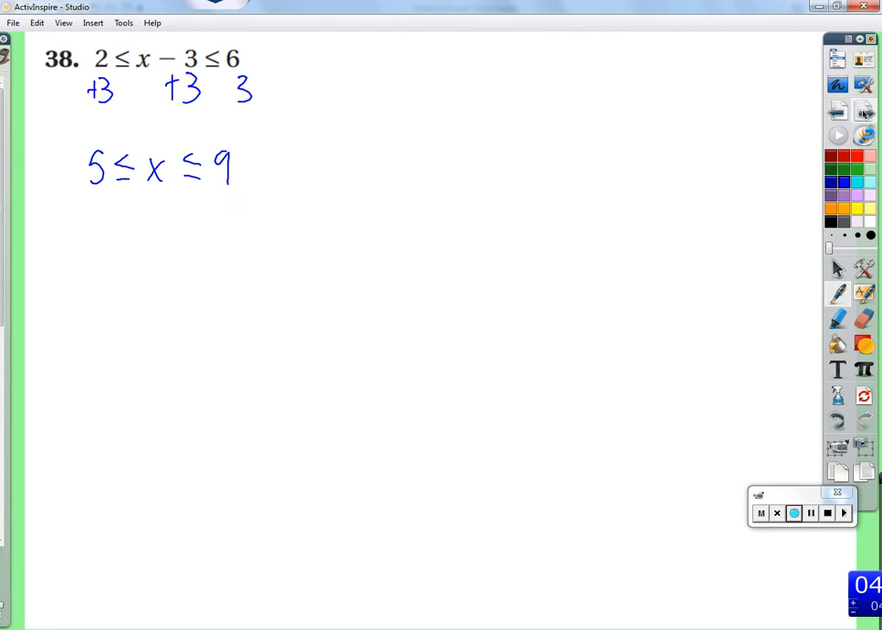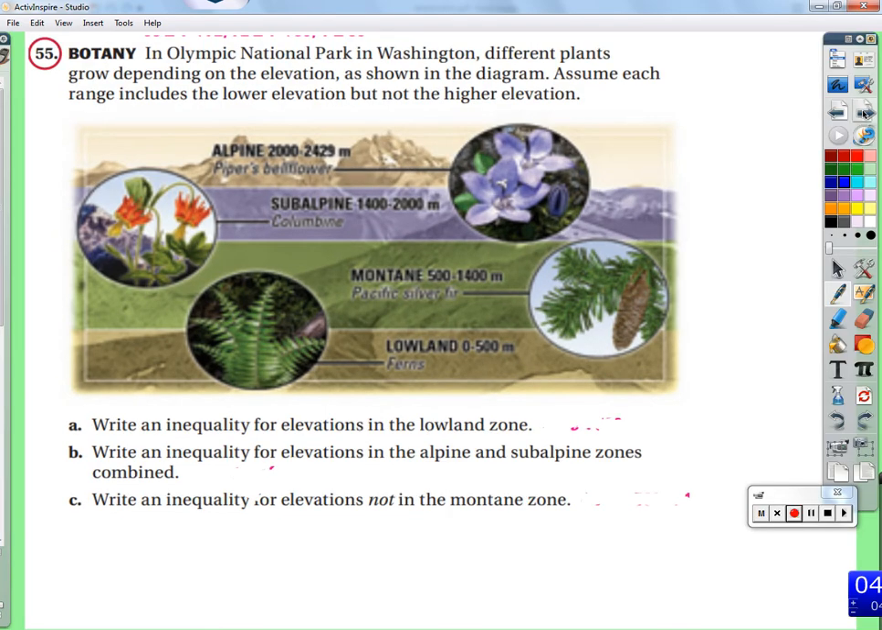Then we will go back over to 5. So the lowland zone, that would be this zone right here. You just want to find an inequality that represents those elevations. Where are these elevations? Between 0 and 500. What does 0 mean? What's the standard for 0? Sea level. Sea level is the standard for 0.